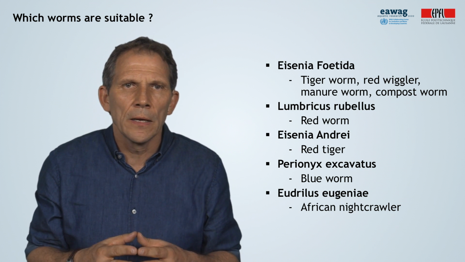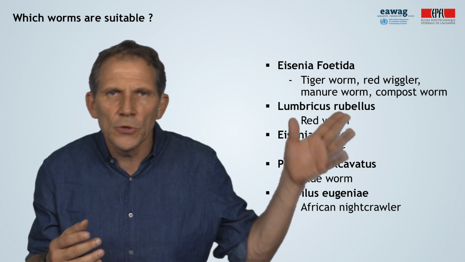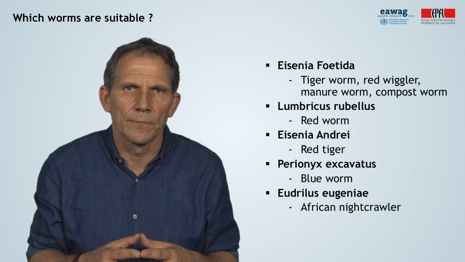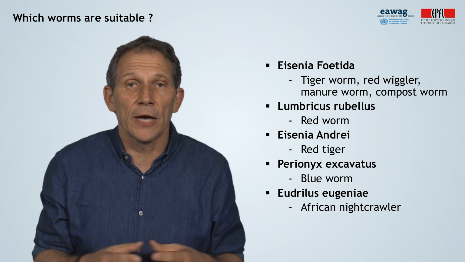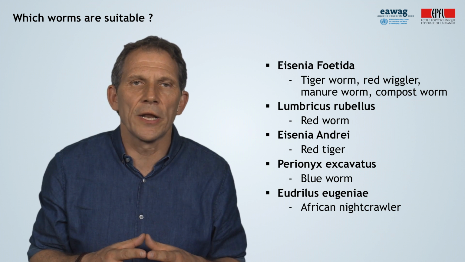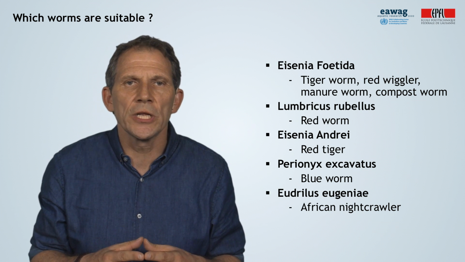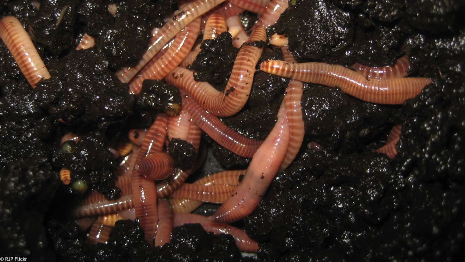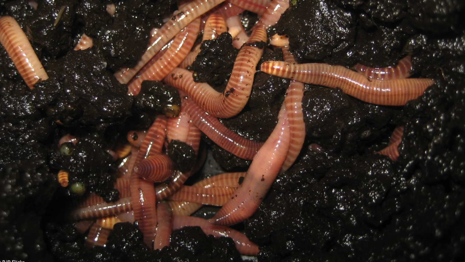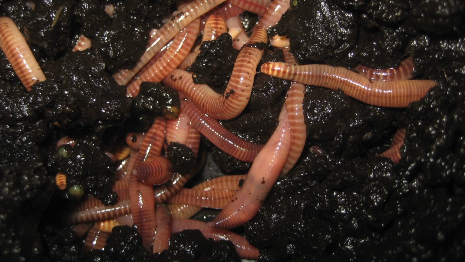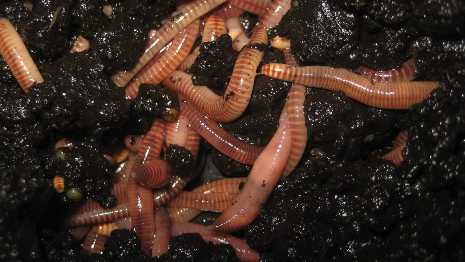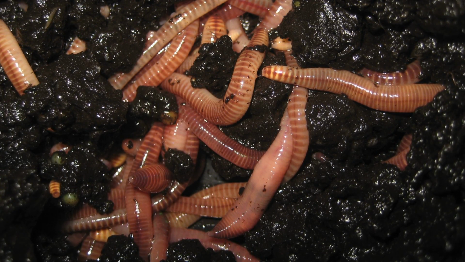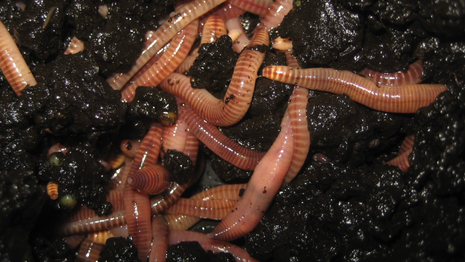Eisenia foetida and Lumbricus rubellus, the first two on the list here, are the most popular used in vermicomposting. They have a high reproduction rate and they're very flexible regarding environmental conditions, so are actually quite ideal. Here's a picture of Eisenia foetida. It is one of these surface dwellers. It can process large amounts of organic matter, up to its body weight each day. It has a high reproduction rate. Populations can be expected to double every 1 to 3 months.